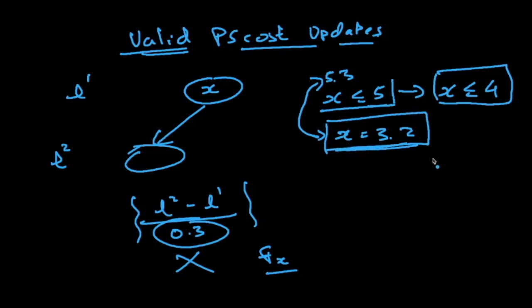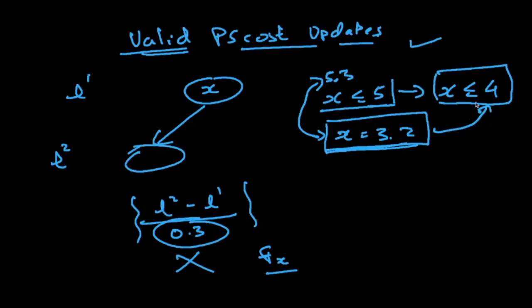And so the definition of valid pseudo cost update in SCIP is that, first of all, the old value, which is 5.3, should be violated by the new bound, which is x less than or equal to 4, which is definitely valid. So that part is checked. If that is not happening, then there is something wrong, and the pseudo cost update is not valid. The other part is that the new LP solution value, which is 3.2, should be at this bound. So it should be tight at this bound. So x should be equal to 4.